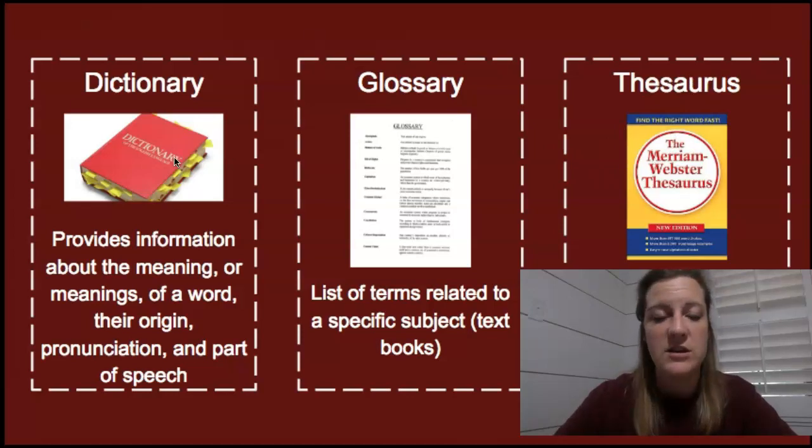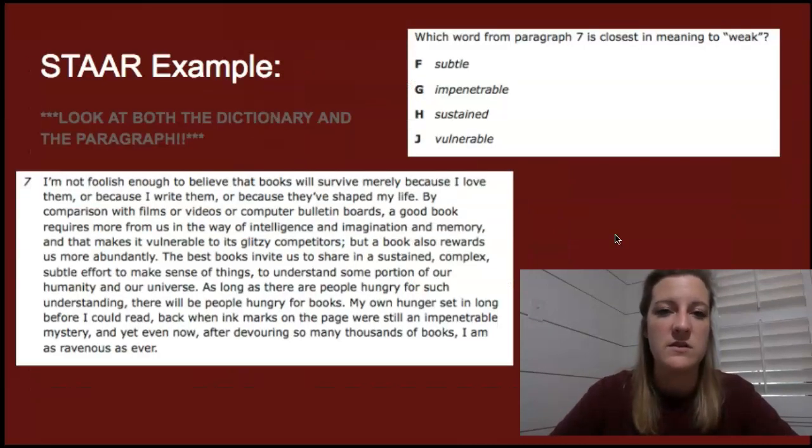Or we could just use a dictionary to look up the answer choices and see if it uses the word weak or sounds like the word weak as a definition. So there's different angles you can go in order to help you answer this star question.